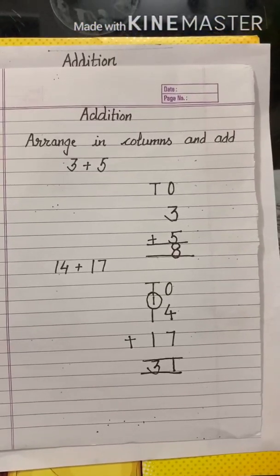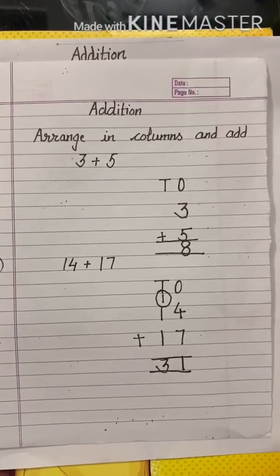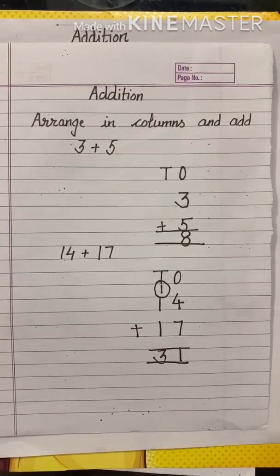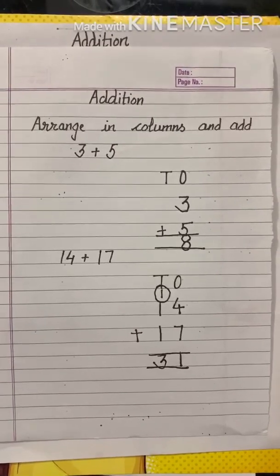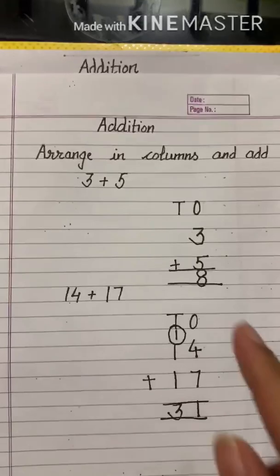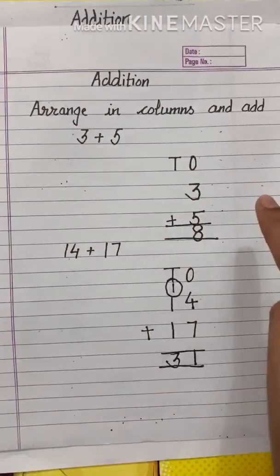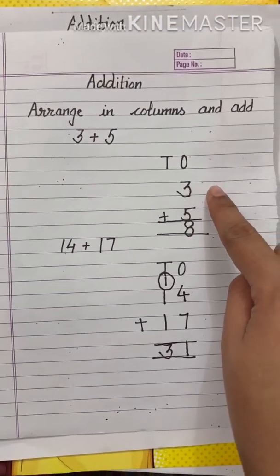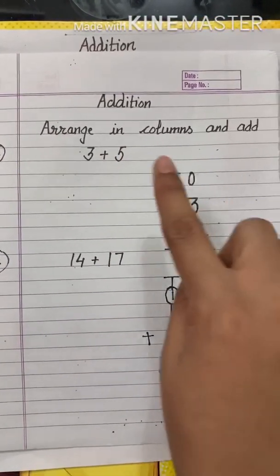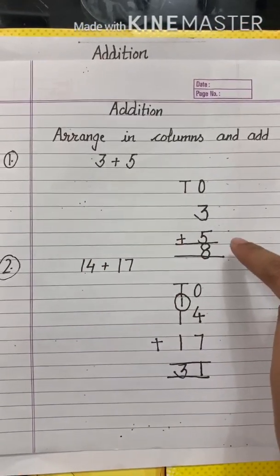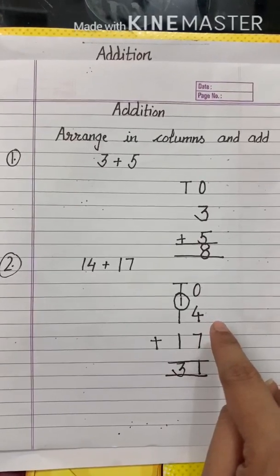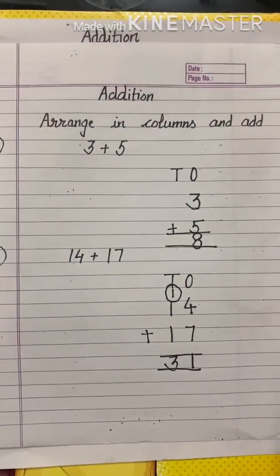Let's recall what we learned yesterday. Yesterday I told you how to arrange the numbers in columns and then add them. Hope you have done it well. Students, while telling you this, I told you that it's mandatory to write the first number on the top while arranging them in the columns and the second number later, right? I told you to write 3 at the top and then 5, same in the next one. I told you to write 14 at first and then 17, and then we ended.